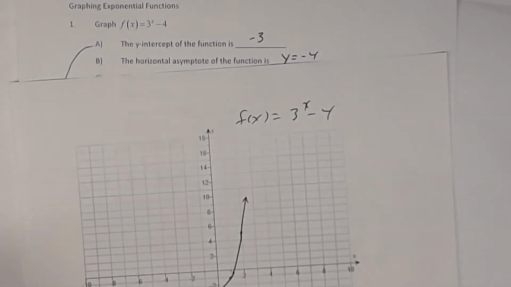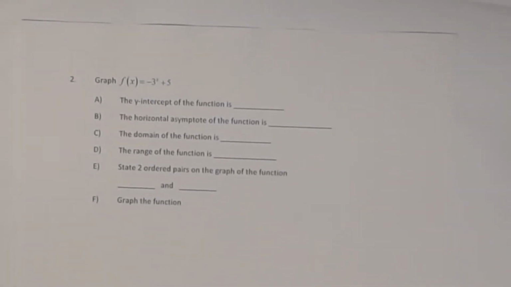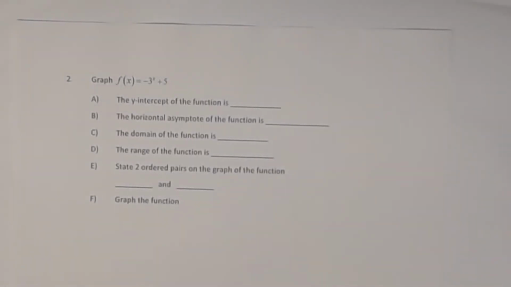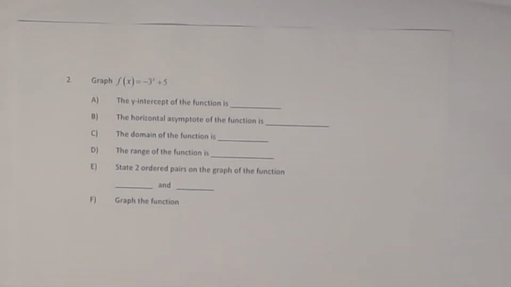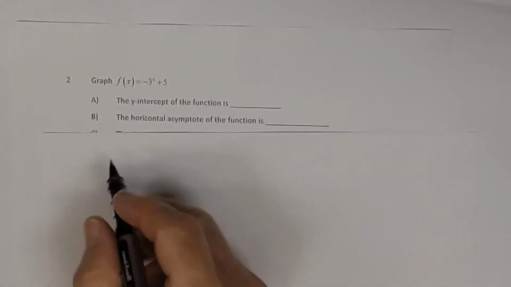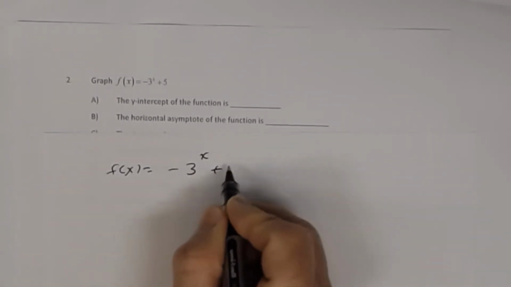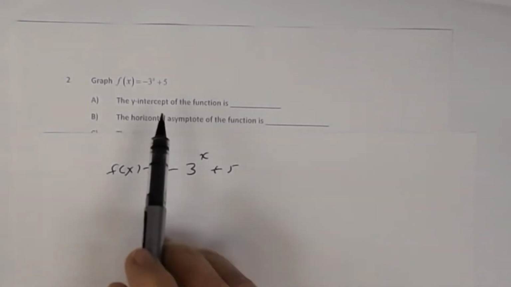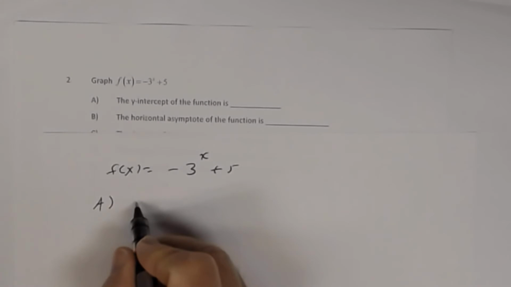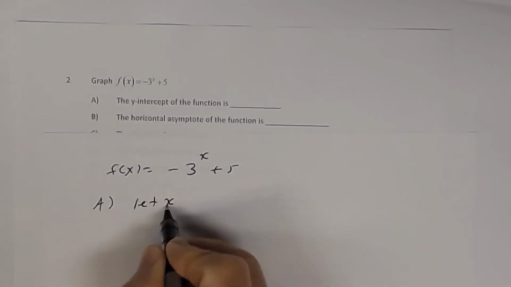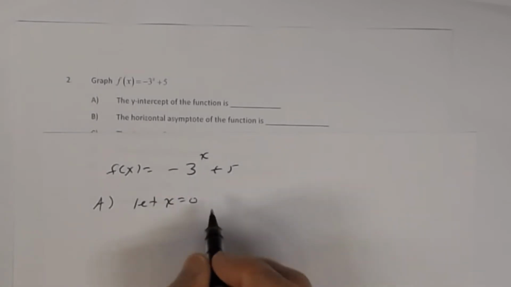Okay, so let's look at number 2. Now this time we have f of x equals -3 to the x plus 5. The first thing I want you to do is find the y-intercept. So to find the y-intercept, we're going to let x equal 0. And so if x is 0, wherever we see the variable x, I'm going to substitute 0.